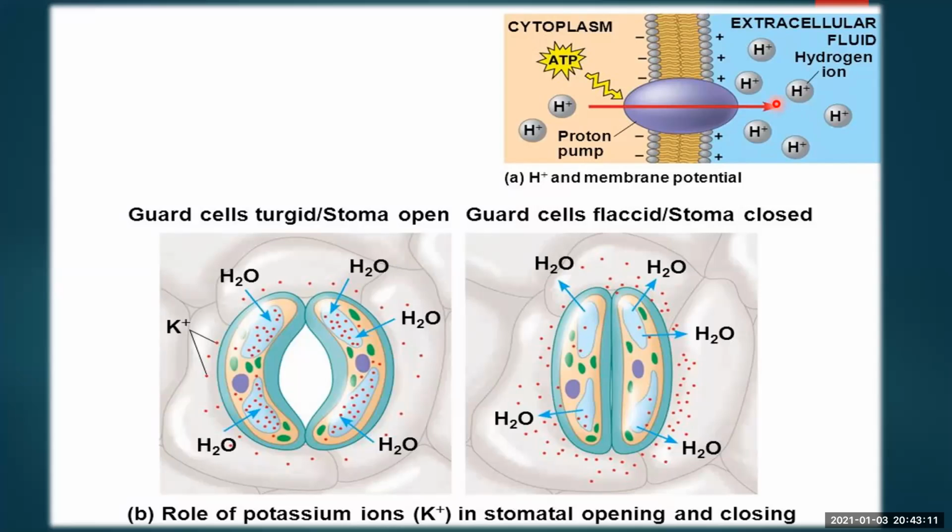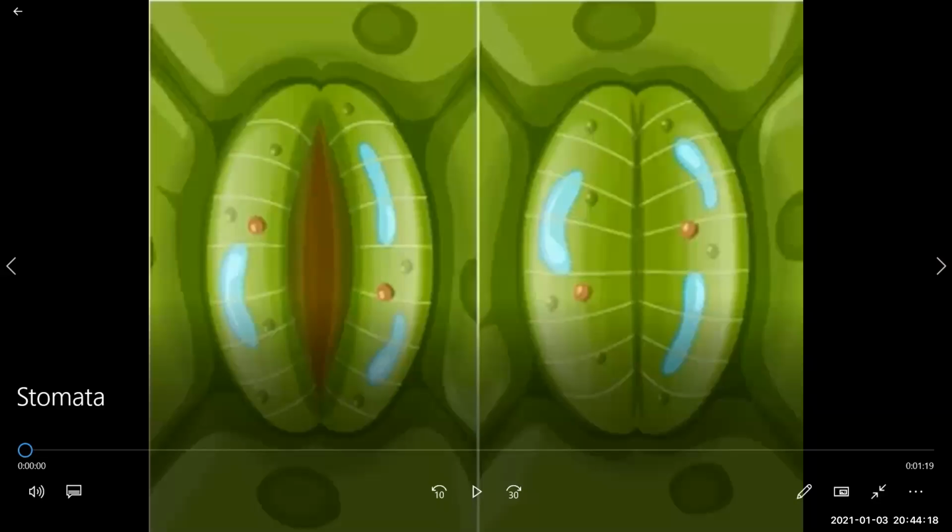So this is just a view showing you that this is the cell membrane and these are the proton pumps, right? And how they actually transport hydrogen out of the guard cells into the extracellular fluid, right? And these are simply the same role of potassium ions in stomatal opening and closing. So this is another video about the opening and closing of a stoma. So let's have a look.